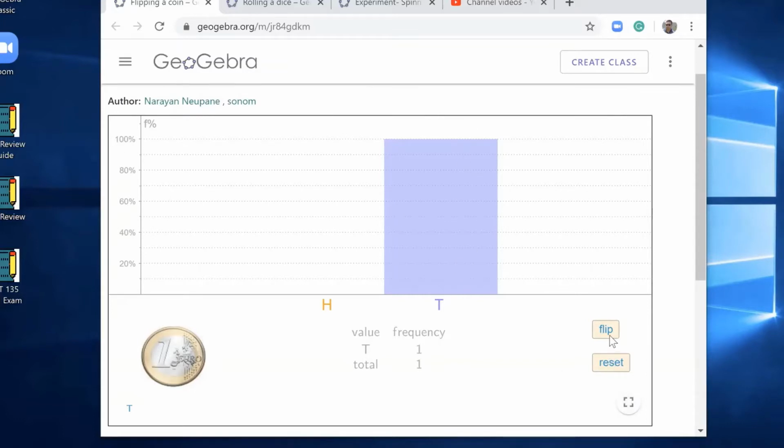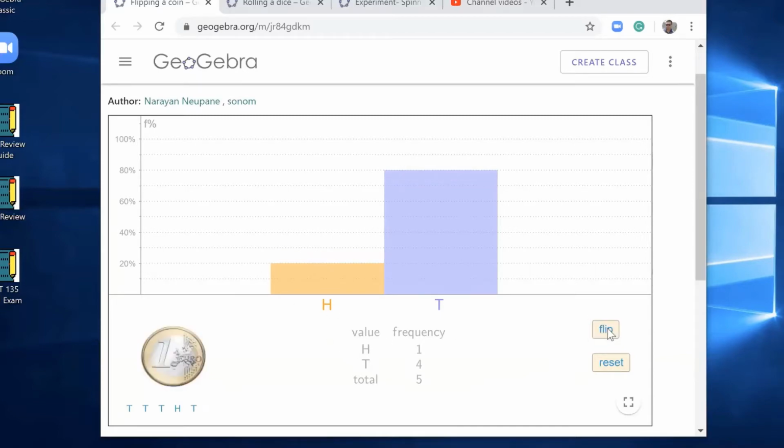Now if I flip it again, you can see the second time also I got the tail. Let's do it a few more times. I flip it again, I'm getting tail. Flip it again, I got head. Remember, when you perform the experiment in real life, it's not that you get first head and then tail, head and then tail. It's not going to happen like that. Here I performed the experiment 4 times, 75% of the time I have the tail, 25% of the time I have the head.